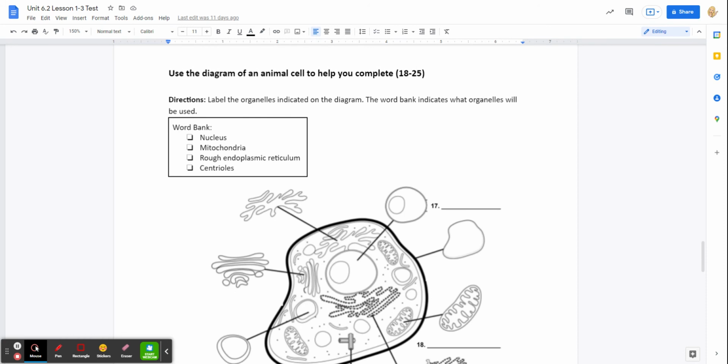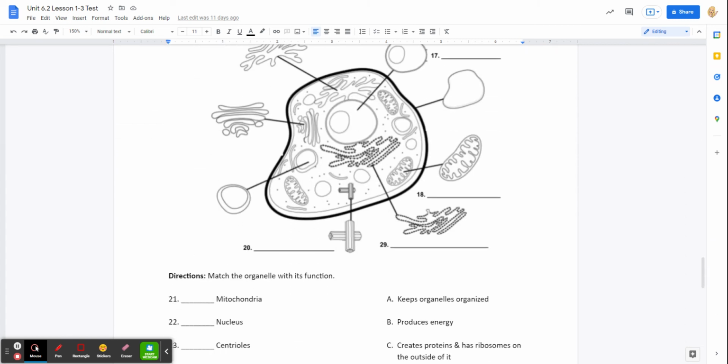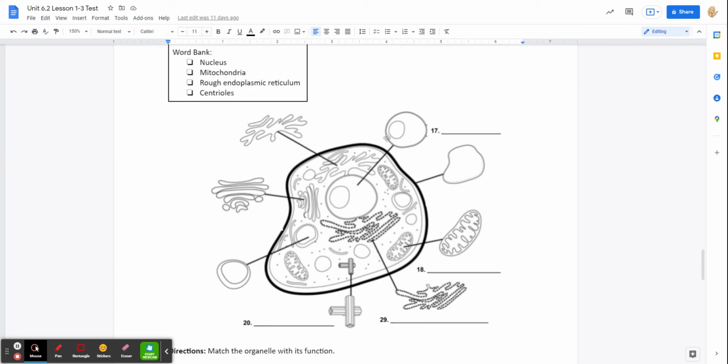All right, the directions say, use the diagram of the animal cell to help you complete questions 18 through 25. All right, so it looks like we get a word bank. So we have 4 words in our word bank, and we have 4 lines here, okay? So you need to use the words from the word bank to identify the different types of organelles in the cell. So the first one is the nucleus. The next one is mitochondria, rough endoplasmic reticulum, or rough ER, and centrioles.